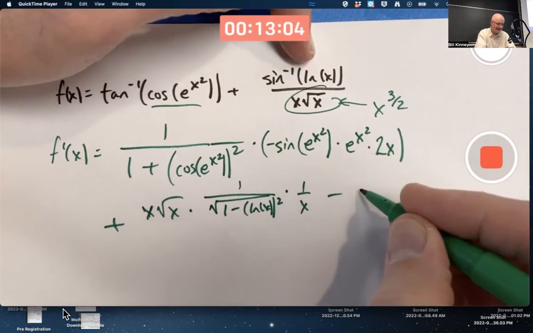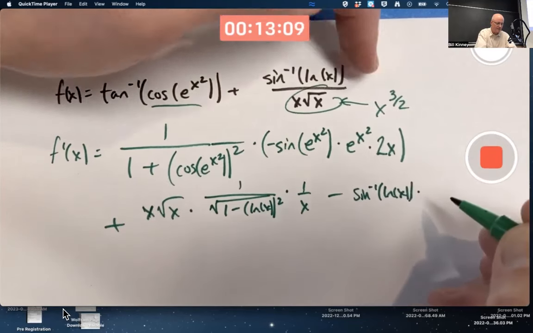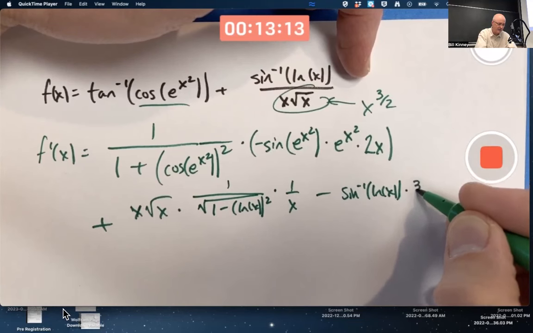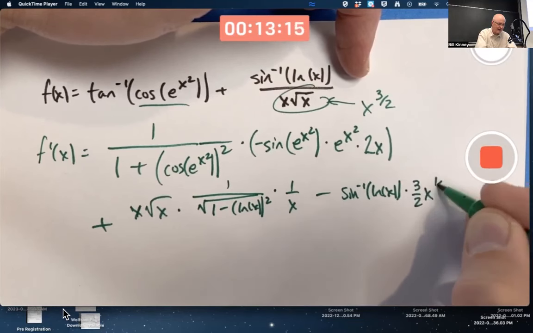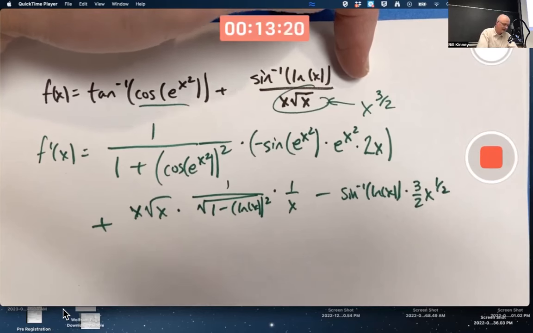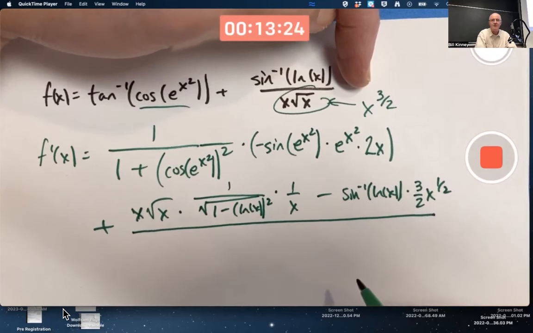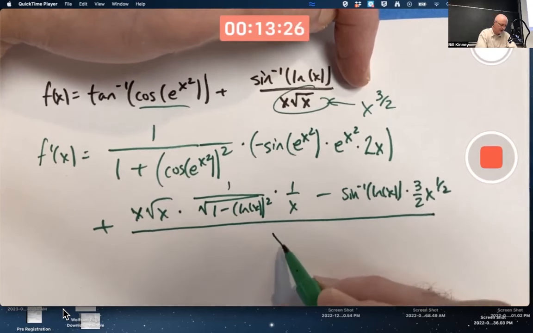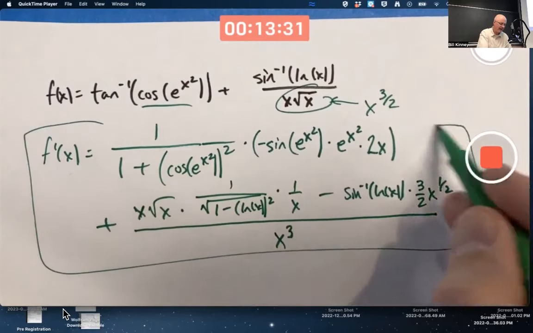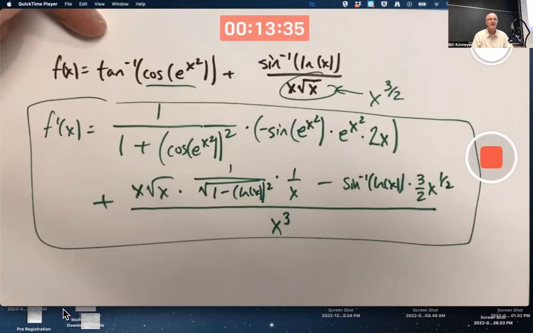Minus high d low, and for the derivative of the lower function, I'll think of it as x to the 3/2, and its derivative then will be 3/2 x to the 1/2, or if you prefer, 3/2 times the square root of x. Over the square, what's below? X to the 3/2 squared would be x cubed. So this crazy thing here, if I have not made a mistake, is the derivative of this crazy thing.